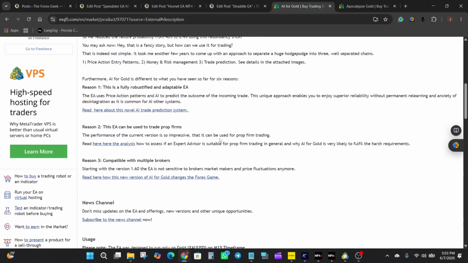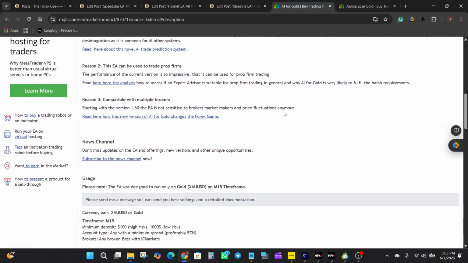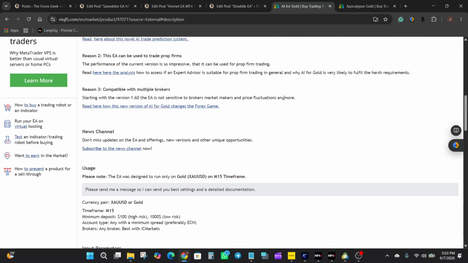Another point highlighted is that the EA does not increase risk after losses, which suggests a more controlled approach to position sizing compared to aggressive recovery style systems. So that's an important design choice because it affects how drawdown behavior develops over time. Scrolling further, the EA is also described as being compatible with multiple brokers and less sensitive to price differences and execution variations in newer versions. That is intended to improve stability across different trading environments.